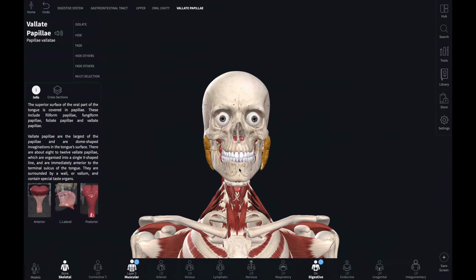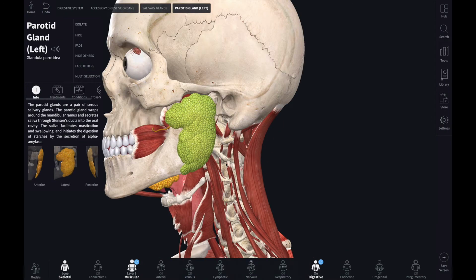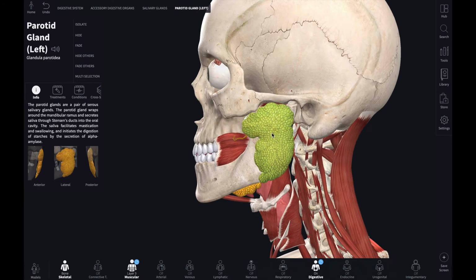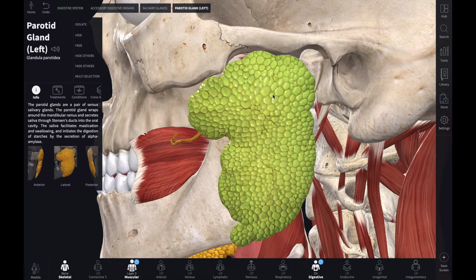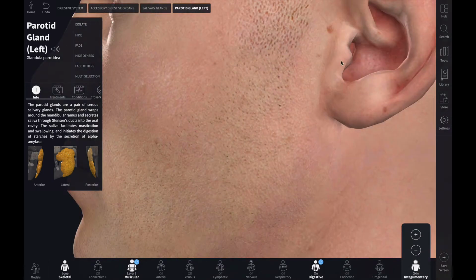Let's go into the parotid gland. This parotid gland is located on the cheek. This is the parotid gland. This secretes an enzyme called ptyalin. If you look at the ear pinna, this is the ear pinna. Just below that you have the location of the parotid gland.